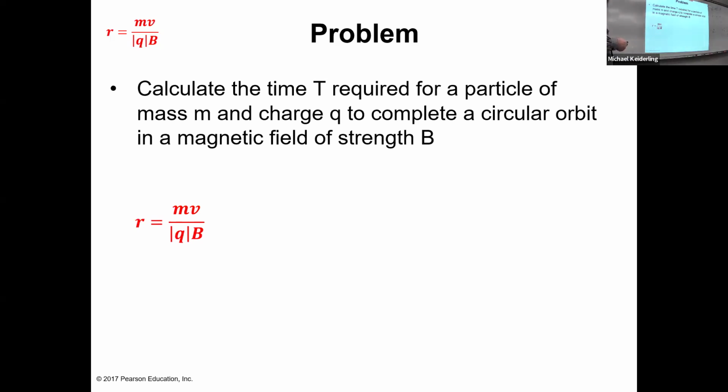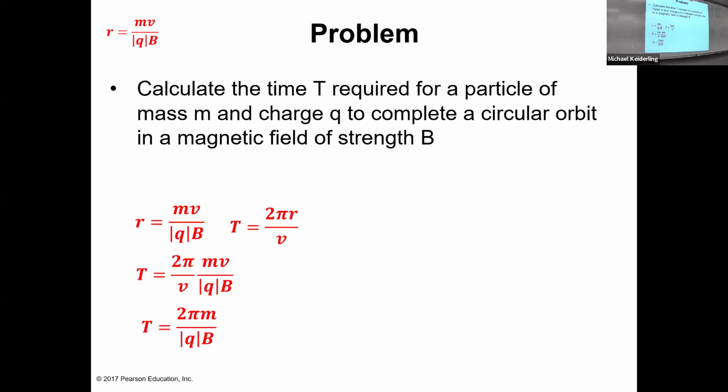The radius is mass times velocity over charge times magnetic field. The period t is 2 pi times radius over velocity. So if we plug in our radius formula into that, we get 2 pi over velocity times mass times velocity over charge times magnetic field. Velocity cancels, and we get 2 pi times mass over charge times magnetic field is the period.